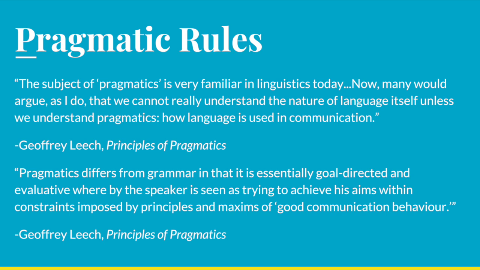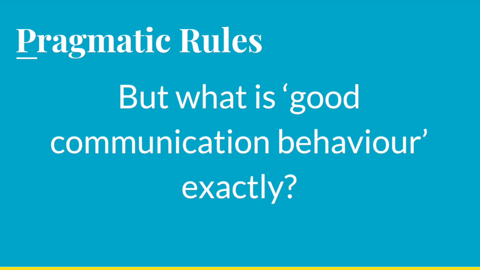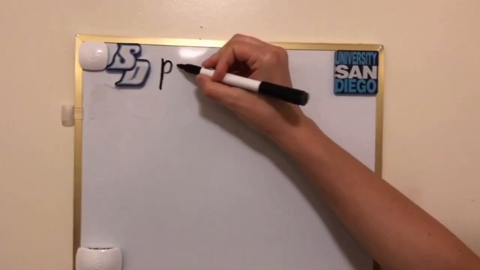He also says that pragmatics differ from grammar in that it is essentially goal-directed and evaluative, whereby the speaker is seen as trying to achieve his aims within constraints imposed by principles and maxims of good communication behavior. But what even is good communication behavior exactly?